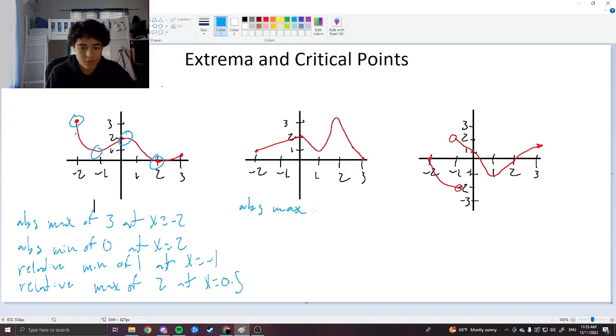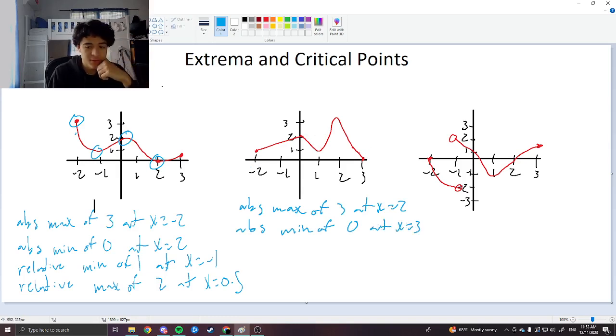So we'll write that absolute max of 3 at x equals 2 and absolute minimum of 0 at x equals 3. And then we'll find our relatives. We have a relative minimum right here and a relative maximum right here. So we have a relative max of 2 at x equals 0 and a relative min of 1 at x equals 1.